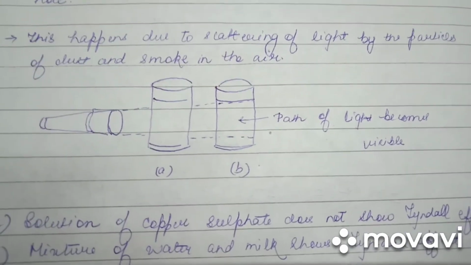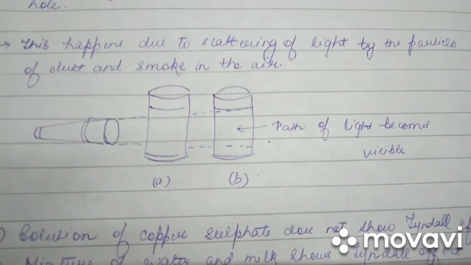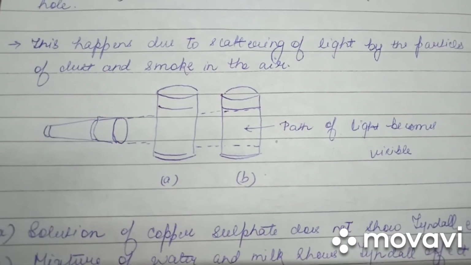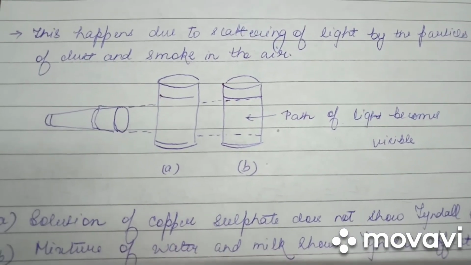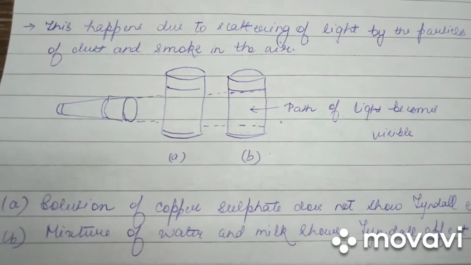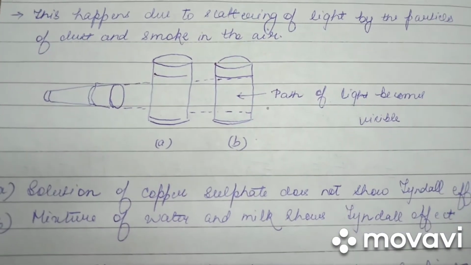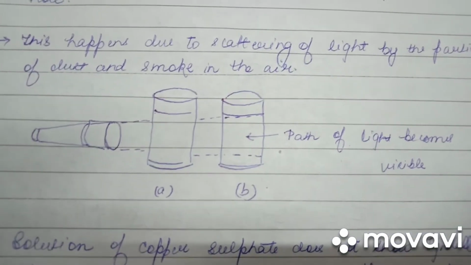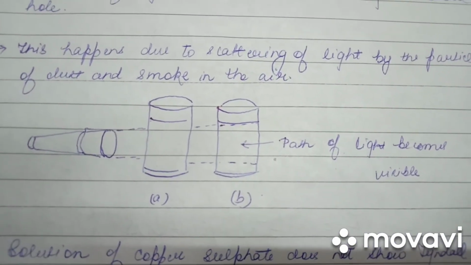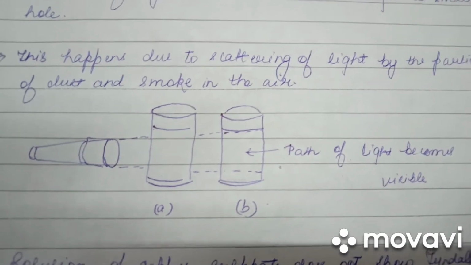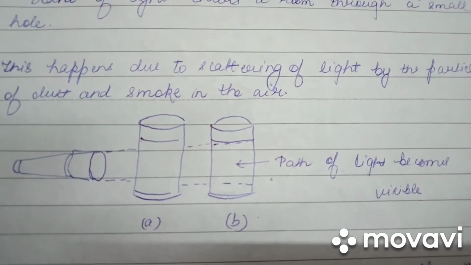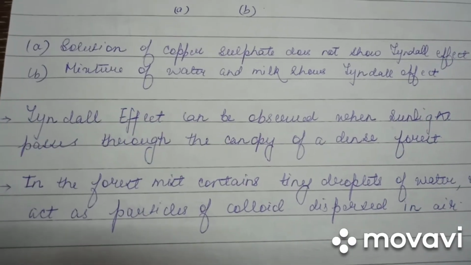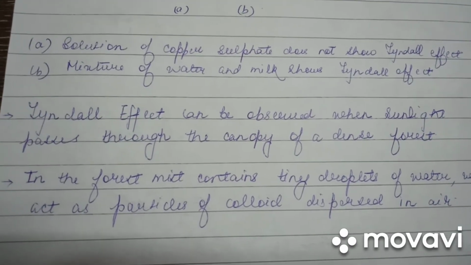Given below is an example where a torch is held in front of two vessels. The first vessel contains the solution of copper sulfate, and the second vessel contains the mixture of water and milk. We can see that light is not scattered in solution A, but the path of light can be easily seen in case of vessel B, which contains the mixture of milk and water.